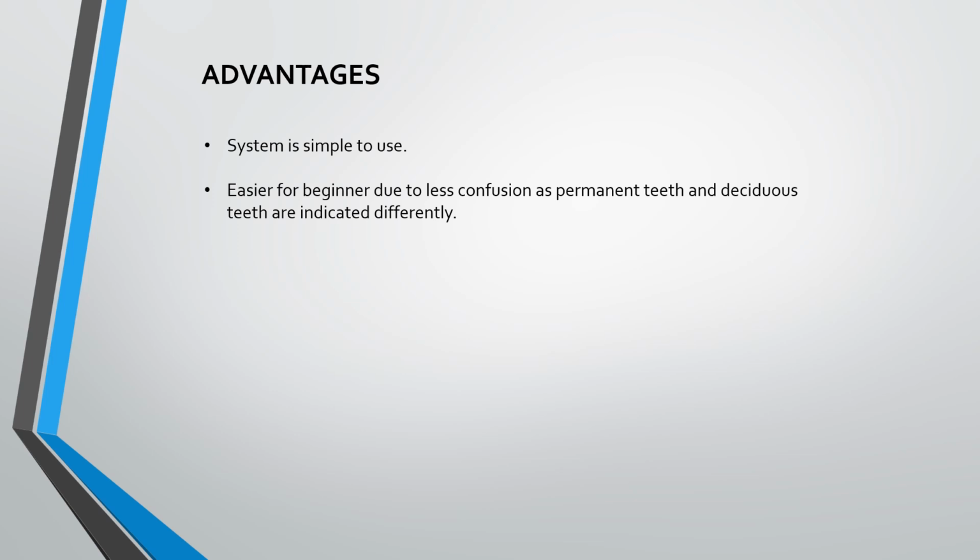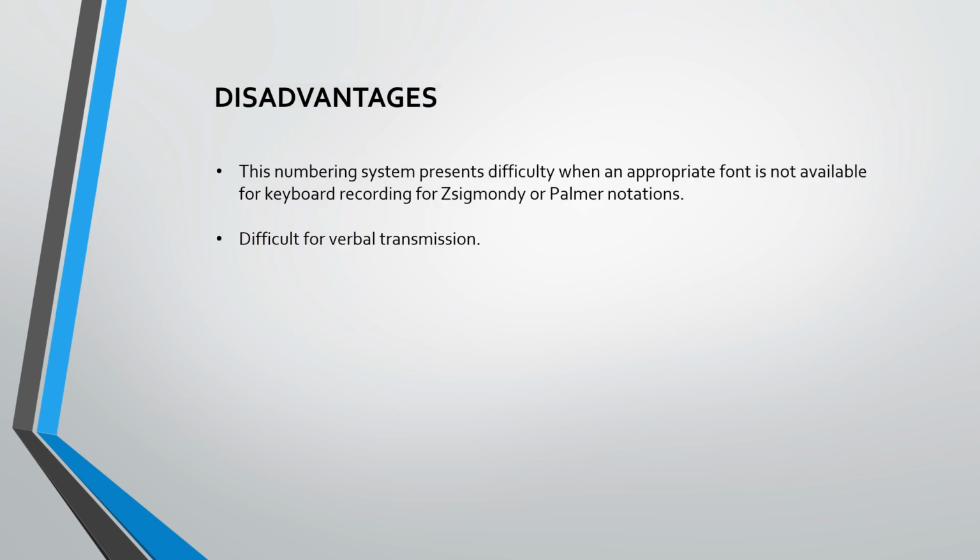Advantages of Zsigmondy-Palmer system. This system is simple to use. It is easier for beginners due to less confusion as permanent teeth and deciduous teeth are indicated differently. Disadvantages of Zsigmondy-Palmer system. This numbering system presents difficulty when an appropriate font is not available for keyboard recording of Zsigmondy or Palmer notations. And it is difficult for verbal transmission.